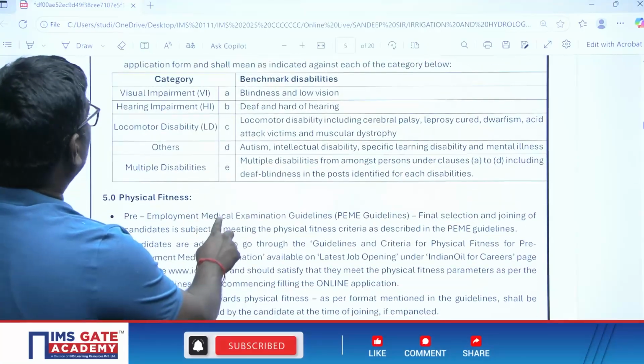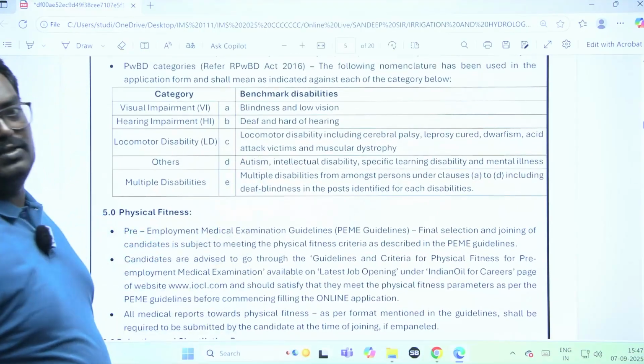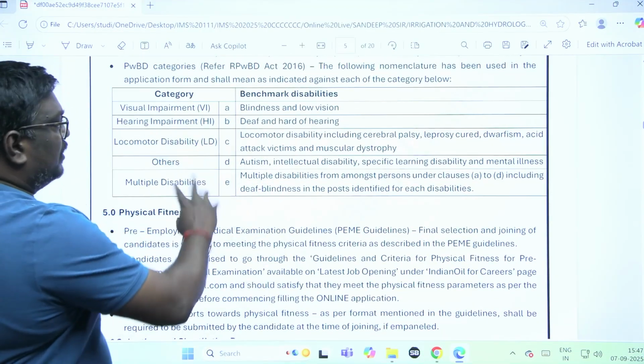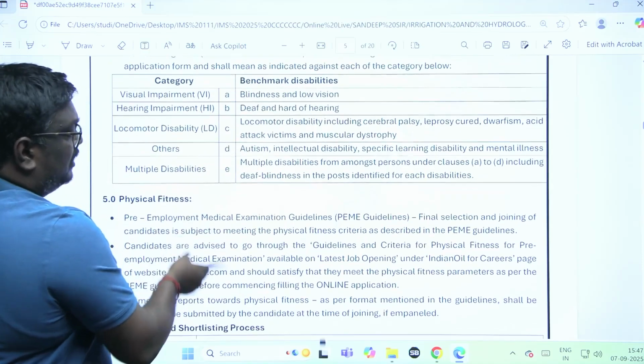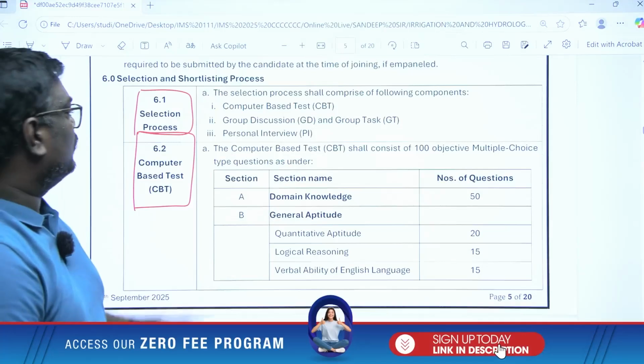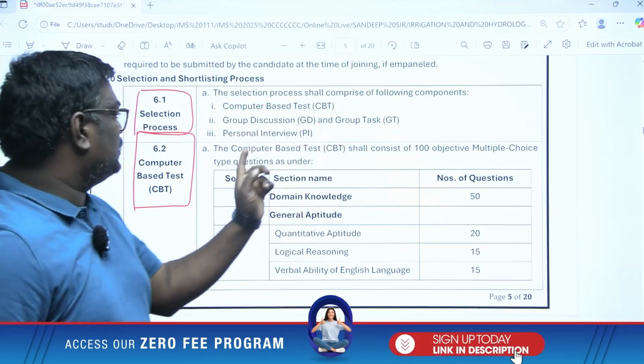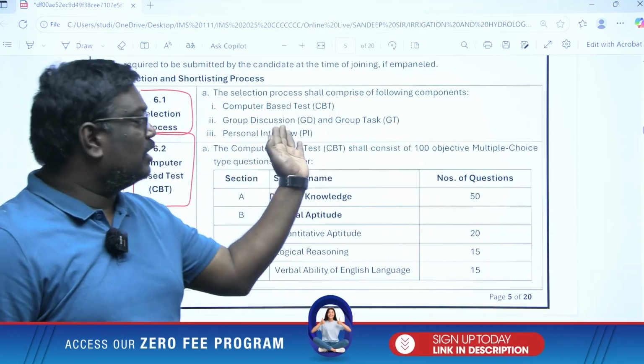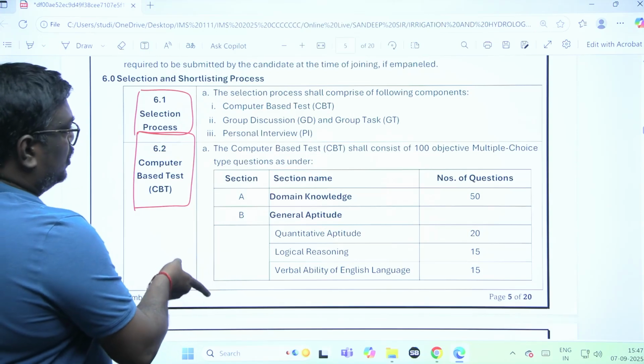Now, students, if you see the categories on the basis of blindness and so on, we have different categories of disabilities. These are the criteria you can consider. Now, in the selection process, the first stage is a computer-based test. After the computer-based test, you have a group discussion, a group task, and a personal interview.